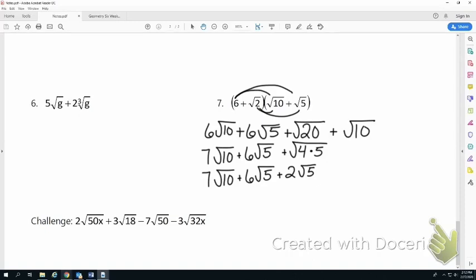Yes. I love the confidence there. That's awesome. So 7 square roots of 10 plus 8 square roots of 5.